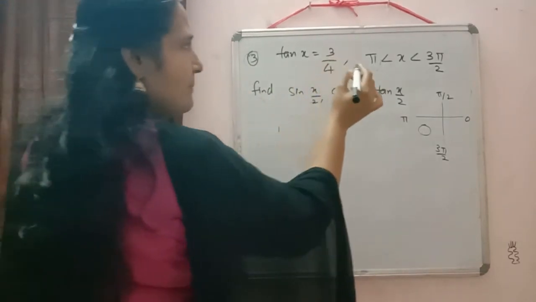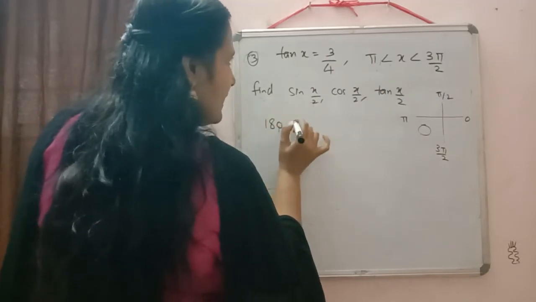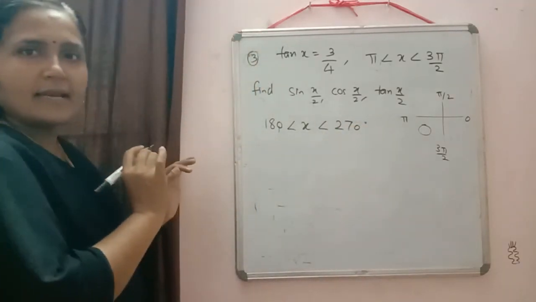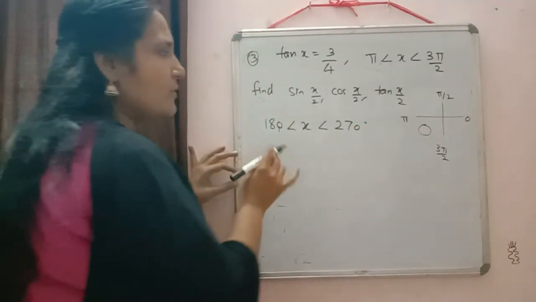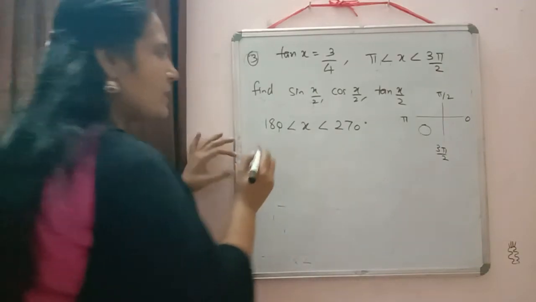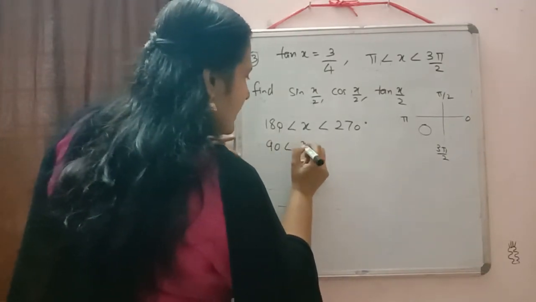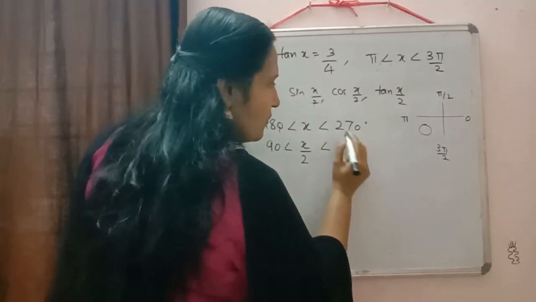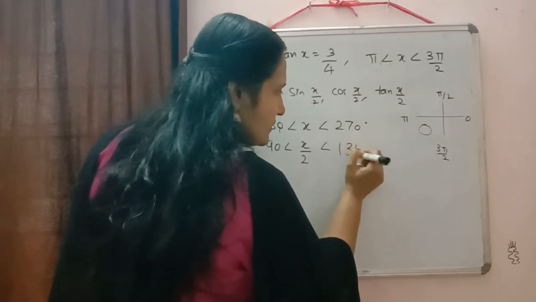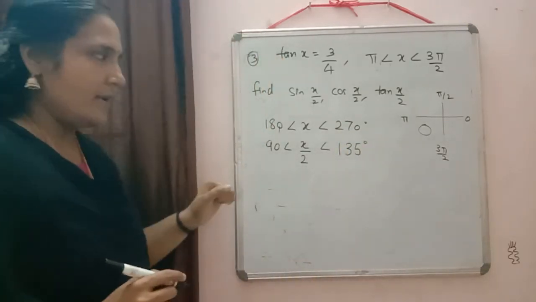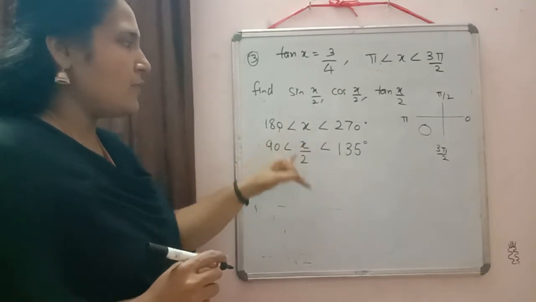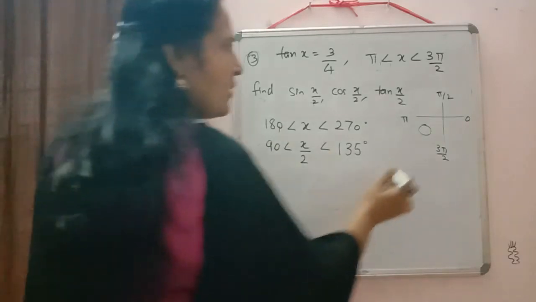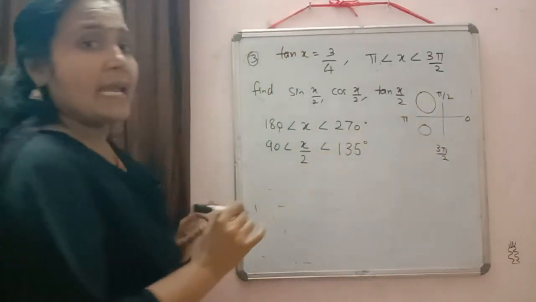So just we can simplify. Pi means that 180 degree is less than x, less than 270 degree. Correct? That is the condition given. Now what we will do? We'll divide it by 2. Then what will come? 90 degree less than x by 2 less than 270 by 2, which is equal to 135. So we are getting the angle x by 2 between 90 degree and 135 degree. Means now x by 2 is in second quadrant.